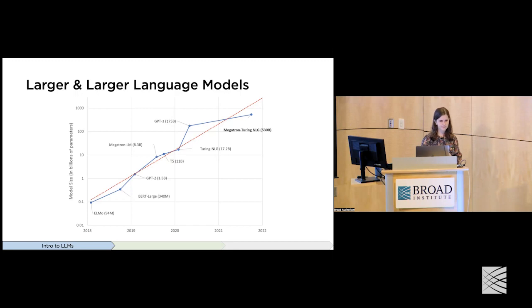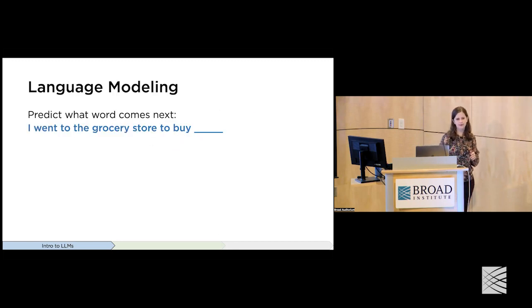And the belief here is that training increasingly large language models will enable better performance and generalization to unseen tasks. So up to this point, I've mentioned language models, but I haven't really defined specifically what we mean by that. So informally, language modeling involves predicting what word comes next in a sentence.